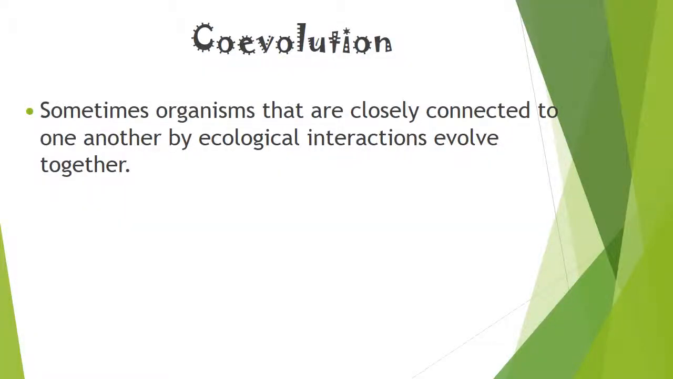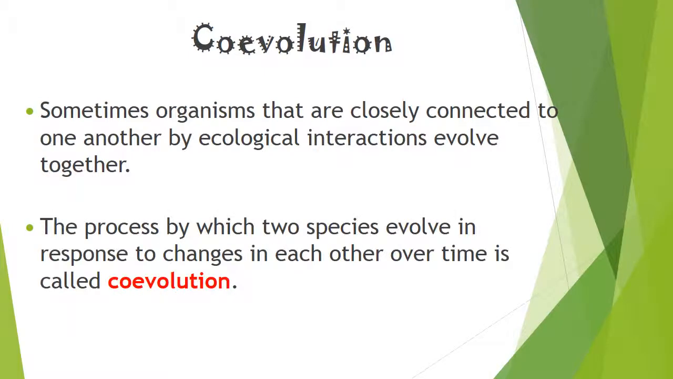Coevolution, if you cooperate or someone is your coworker, that means you work with them or together with them. So coevolution is when two species evolve. One species evolves and the other species that somehow interacts with them has to evolve to keep up with them. So two species evolve in response to changes in each other over time. So this is called coevolution. They're evolving together.